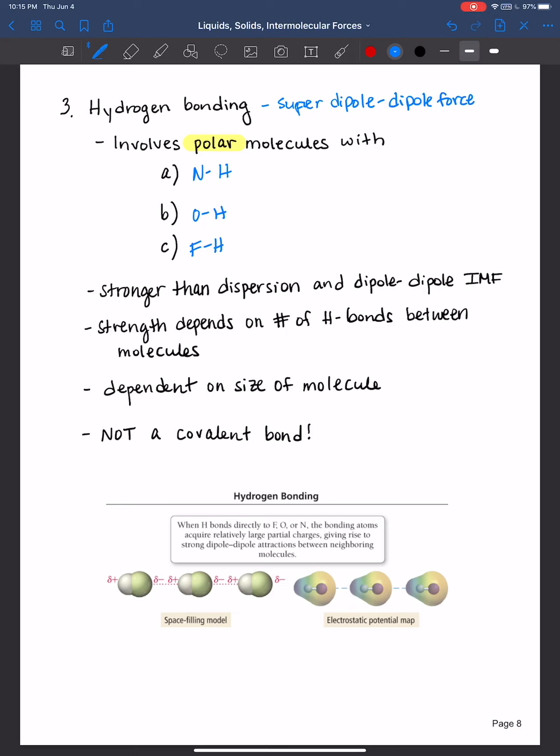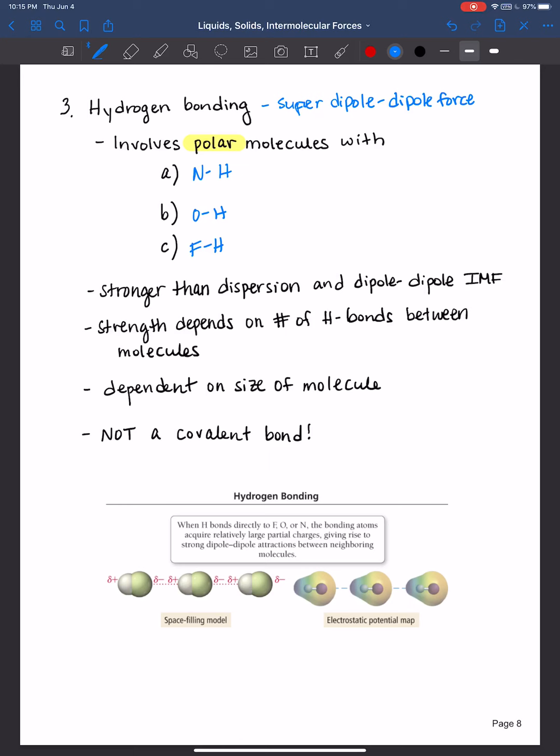molecules. So some molecules can have 2 hydrogen bonding interactions, or 3 hydrogen bonding interactions, as we'll see in a video we'll watch at the end on the structure of DNA. The strength of a hydrogen bonding interaction is also dependent on the size of the molecule, as we've seen with dispersion intermolecular forces and dipole-dipole intermolecular forces.